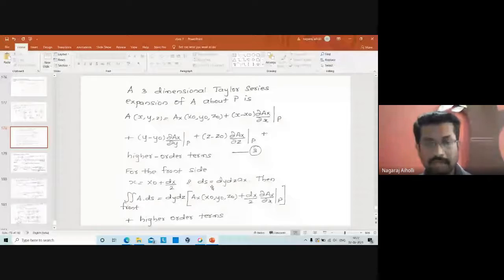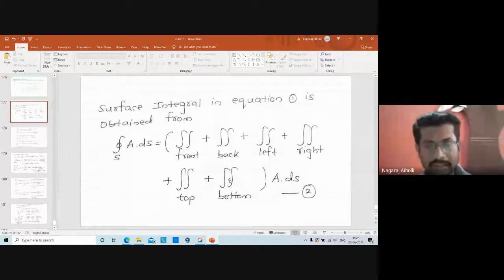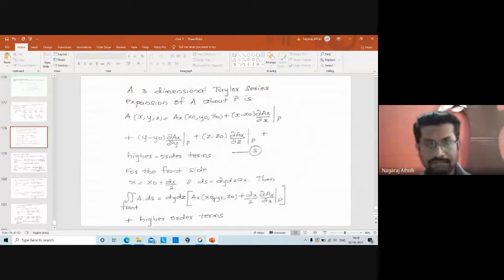And what will be the area, students? The area for the front surface is dy into dz, length into breadth. Dy is the length, breadth is dz, into the unit vector ax in the perpendicular direction, that is the ax direction. Area is given by ds is equal to dy dz into ax. Then for the area we have to take the double integral. Front surface, A dot ds is equal to dy dz, and this is our A, correct?